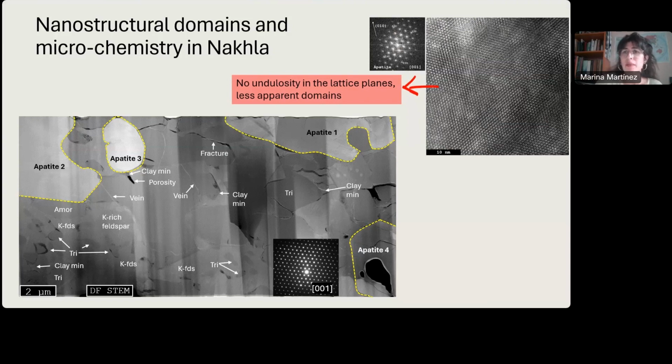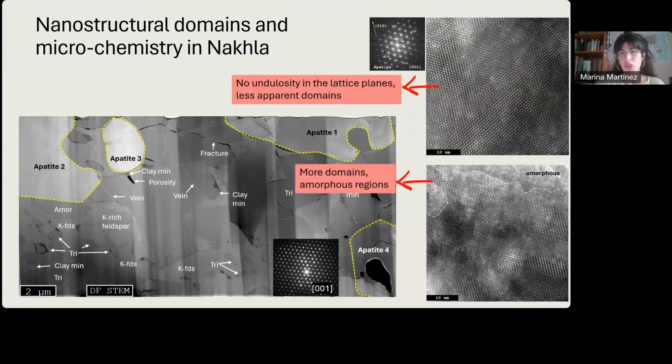So we couldn't see them as well as in Northwest Africa 998, which is consistent with apatites having crystallized very fast and also cooling down very fast. With less time, you cannot develop this subsolidus exsolution.